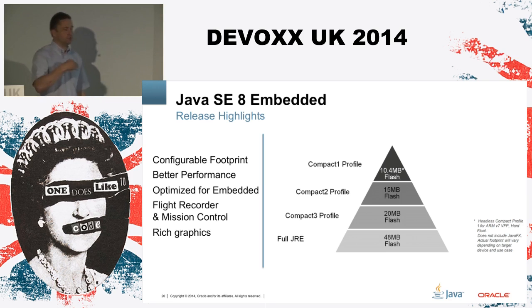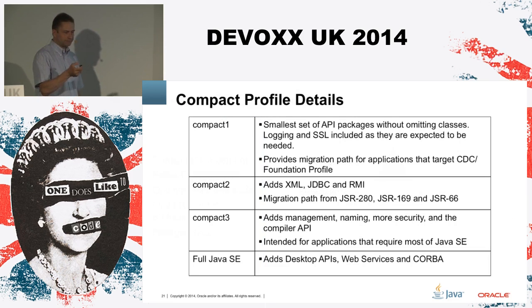All of the compact profiles, or sorry, I should say, none of the compact profiles have any kind of user interface libraries in them. So if you want user interface, then you need the full JRE setup. So again, this is configurable. You can decide which compact profile you want to use. You can determine what you want and then build your runtime accordingly.